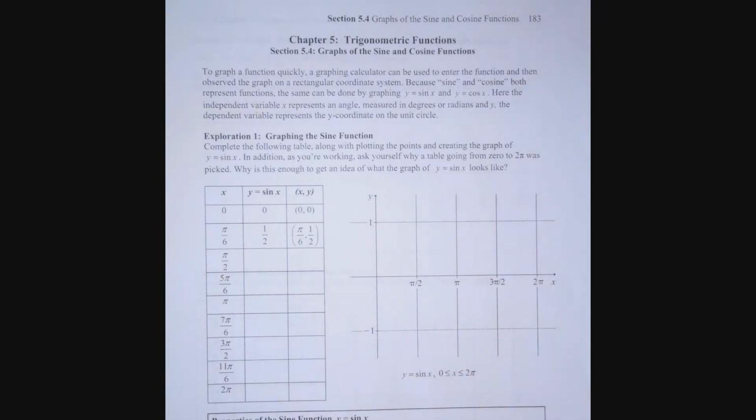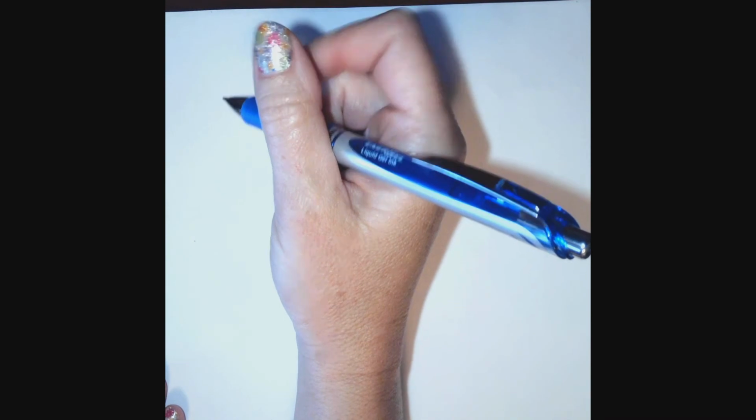In Chapter 5, Section 4, we move on to graphing our trig functions. Now, the pattern of transformation of functions that you learned in college algebra is directly applicable to the pattern of transformations that we're going to use with trig. Let's do just a quick review of that pattern of transformations.